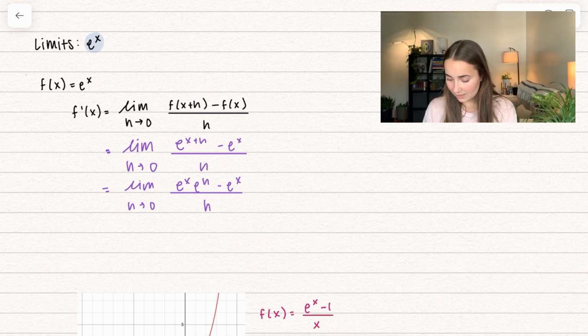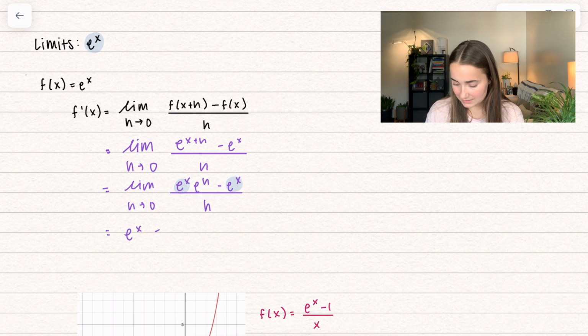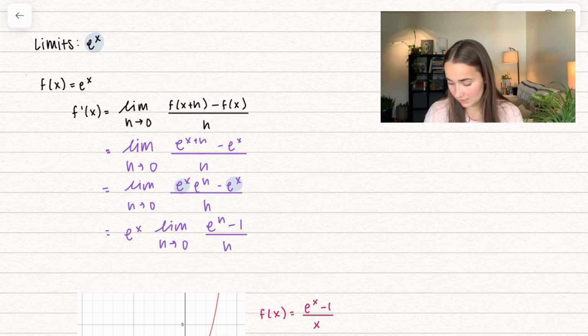So I notice here that both of these terms have an e to the x. Since that e to the x has nothing to do with h, and we're taking the limit as h approaches 0, then we can actually pull out that e to the power of x. So when something has nothing to do with our limit like this, we can pull it out. So here I'm left with e to the h minus 1, all divided by h.